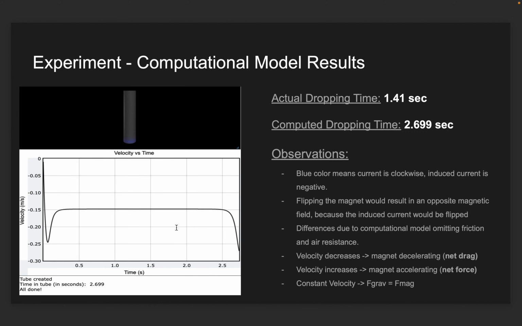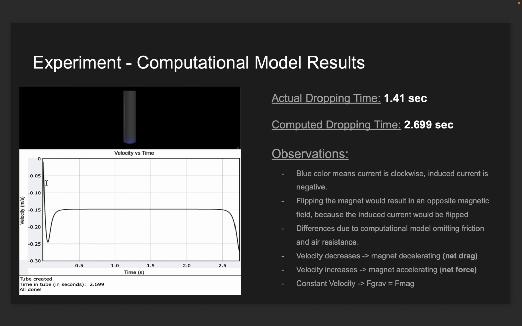Finally, the computational model results, as you can see in the graph to my left: the actual dropping time was 1.41 seconds. The computed dropping time was 2.699 seconds. Some of the observations are that the blue color on the bar means the current is going to be clockwise and our induced current is negative. Flipping the magnet would result in an opposite magnetic field because the induced current would be flipped, and the differences are due to the computational model omitting things such as friction and air resistance.